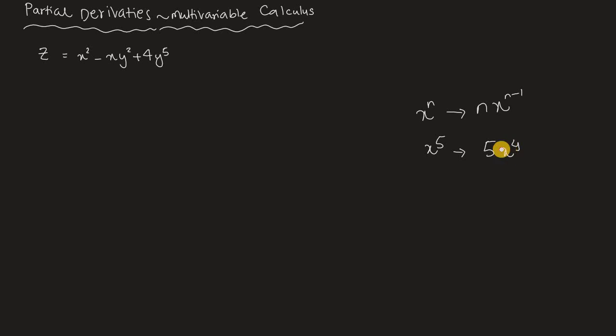Because x to the power of 5, the derivative of this is 5x to the power of 4, because you bring the 5 down and subtract 1 from it. Okay, then similarly y to the power of 8, the derivative of this is 8y to the power of 7, right?